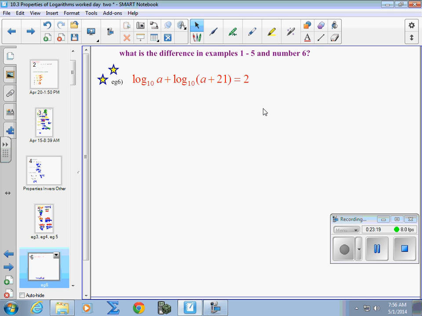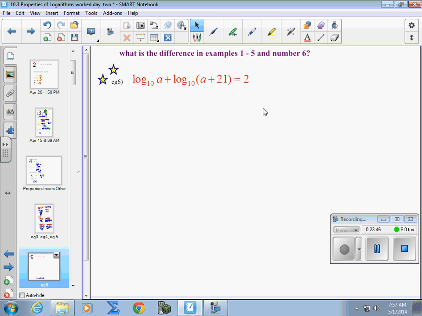This problem is extremely important. Some of your homework exercises are like this. What is the difference between this problem and the ones we've done so far? Say that again, Jordan. The answer is not a logarithm. So it's not equal to a logarithm.